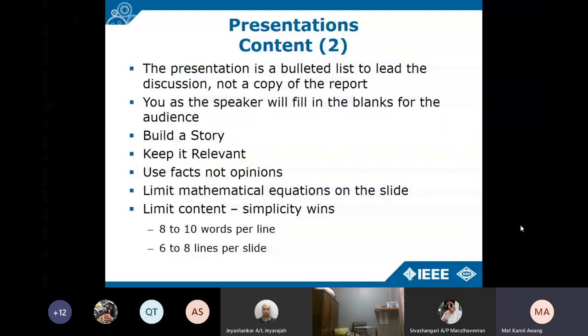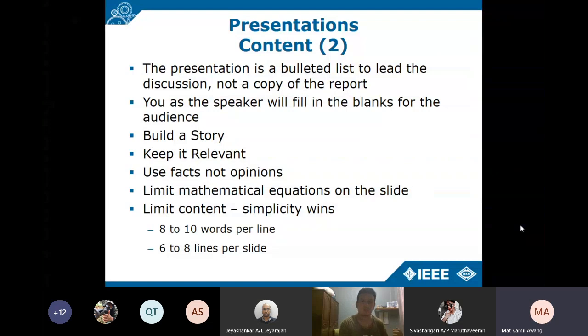And you build a story so that it has a flow in your presentation, and make sure that your presentation is relevant to the audience. And always use facts, not just opinions. You have to have numbers to back up your presentation. And in terms of mathematical equations, keep it to the minimum, because audiences sometimes don't want to see those equations unless the panel asks you to show the mathematical equation.